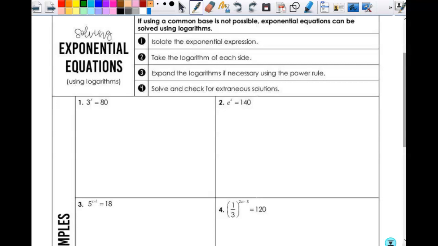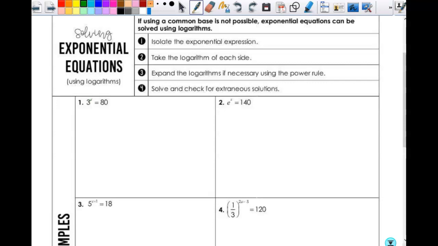So you isolate the exponential expression or expressions if there's more than one. Take the log of each side, then expand the logarithms if necessary using the power rule, and solve and check for extraneous solutions. All right, so here, if I want to get x out of the exponent up here, again, I can't get a common base because it's 80, not 81. I can take the log of both sides because whatever I do to one side, I have to do to the other. As long as it's balanced, I'm good.